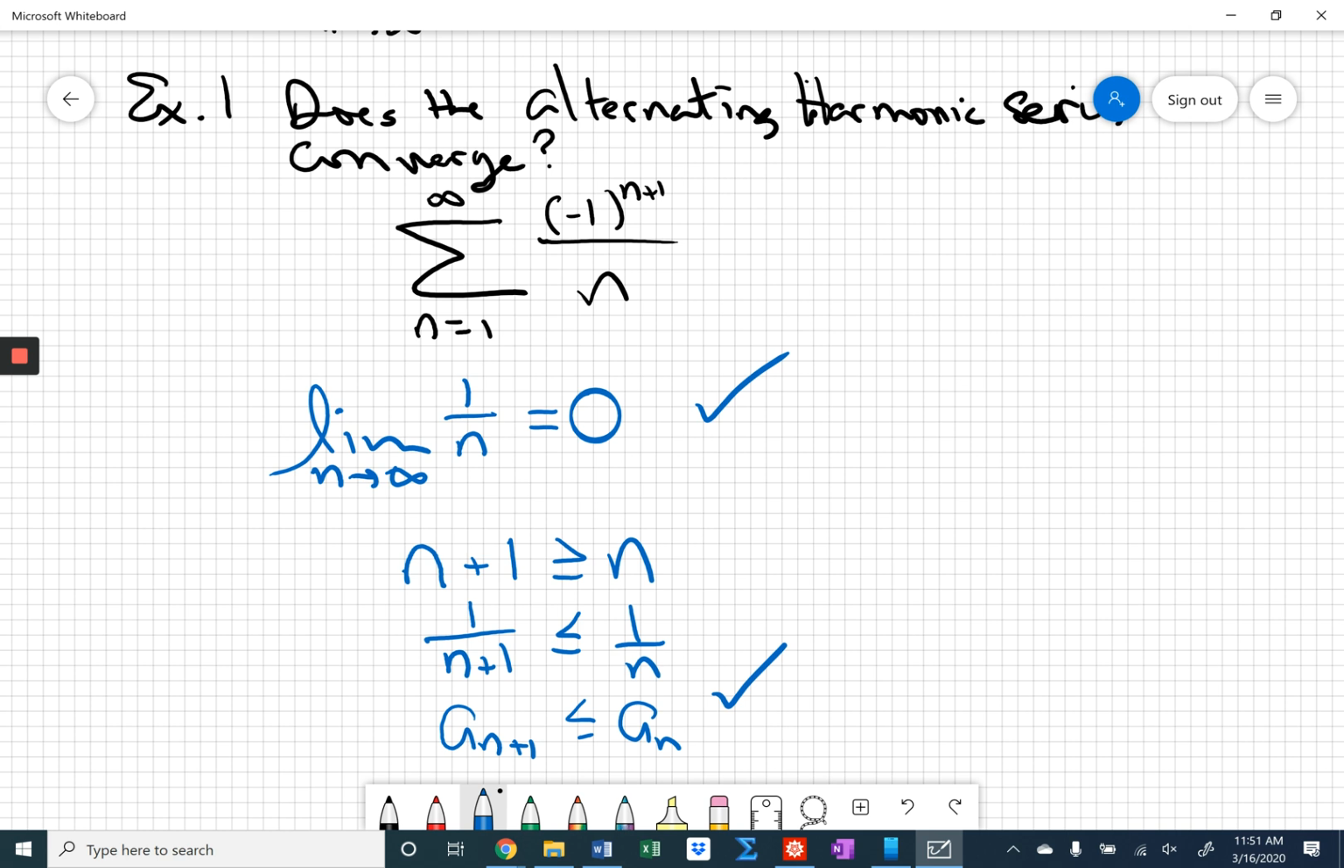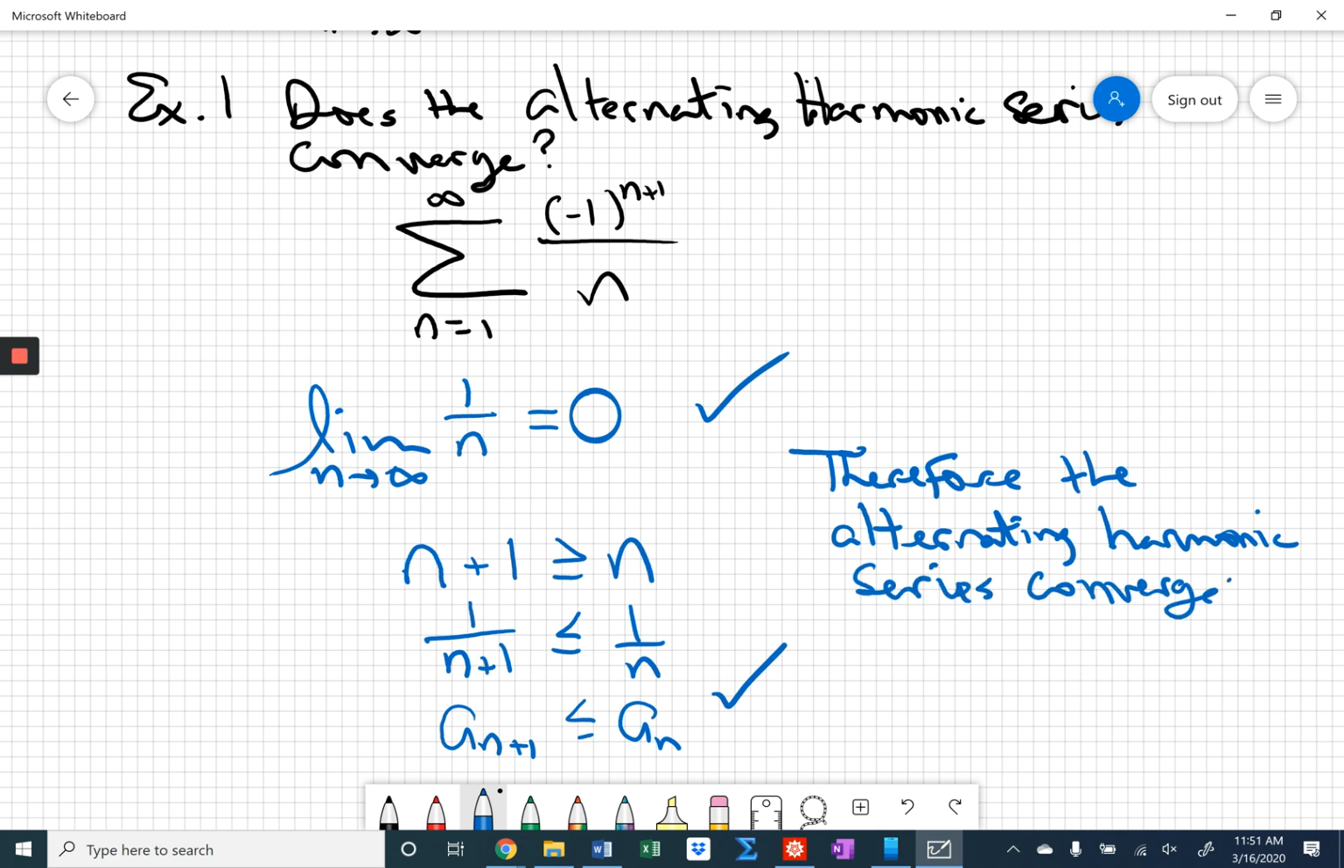So this will have a little bit of a consequence later that we'll talk about. Alternating harmonic series. The fact that the harmonic series itself diverges, but the alternating harmonic series converges, is kind of a different thing, and it has a property that we'll talk about more later.